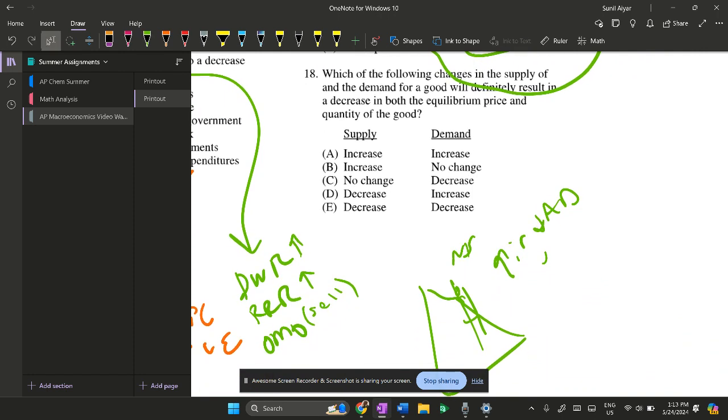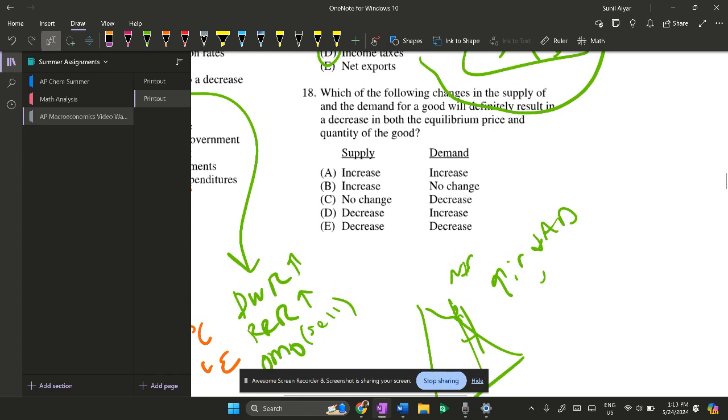Which of the following changes in the supply of and the demand for a good will definitely result in a decrease in both the equilibrium price and quantity? So this is the easiest question. If you know decrease, all it is is demand goes down. So nothing changes with supply, so no change for supply, and then a decrease in demand.